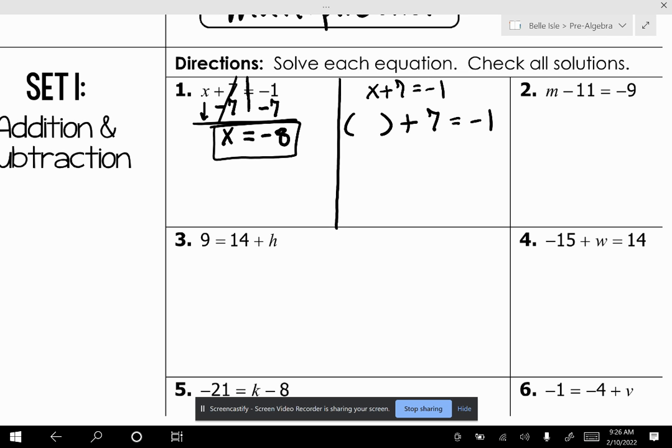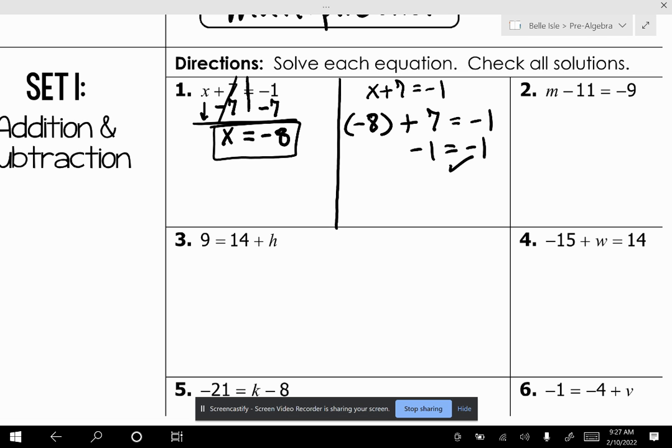Now, I have a blank parentheses in place of the x. What am I plugging in for the x? Negative 8. And now I just do math. Negative 8 plus 7 is negative 1 equals negative 1. Is that true? Little check mark means you checked it. We're good.